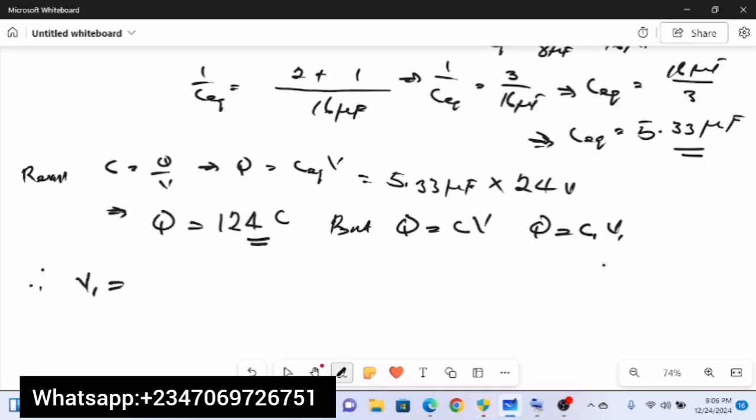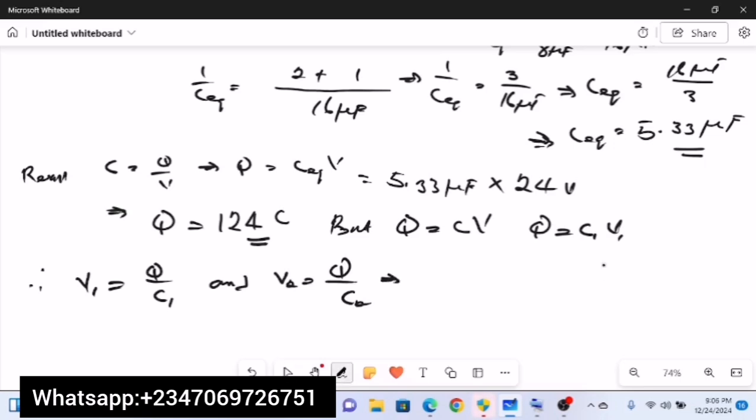So therefore V1 is going to be equal to the total charge all over capacitor C1. And also V2, the potential difference across the second capacitor, becomes also total charge divided by what? The second capacitor. So let's start with the first.